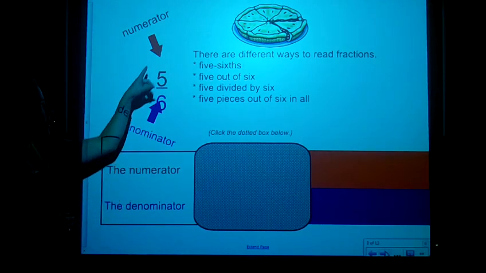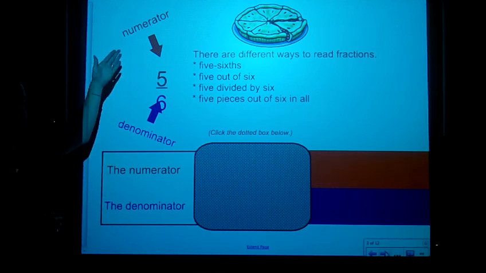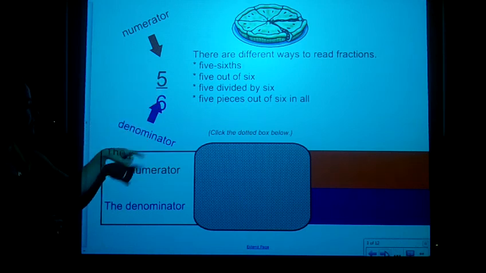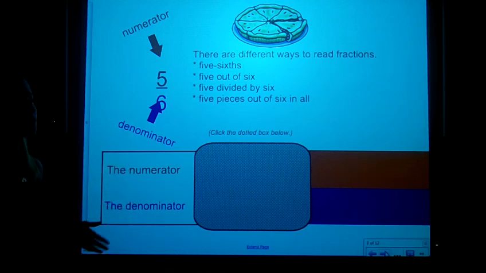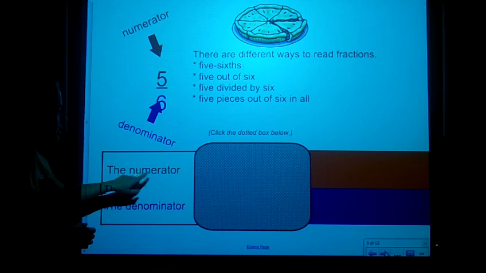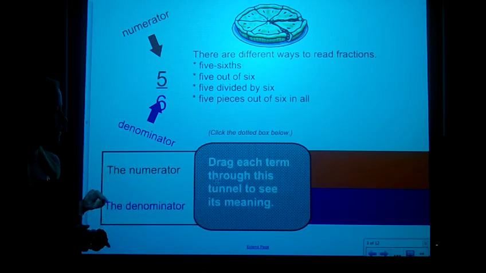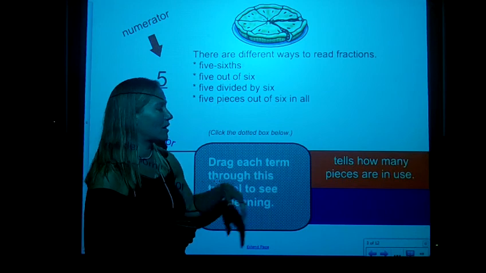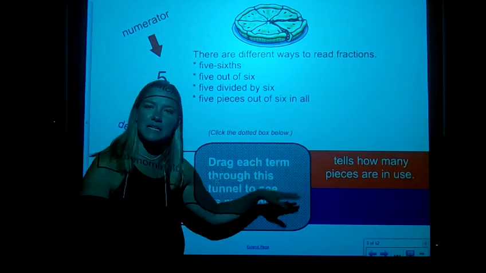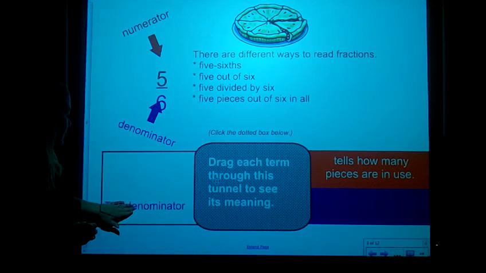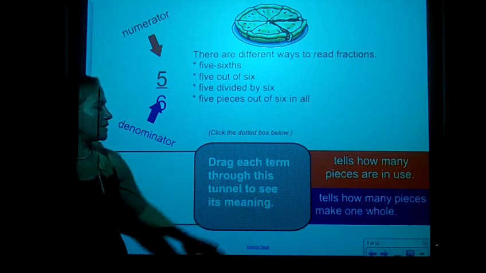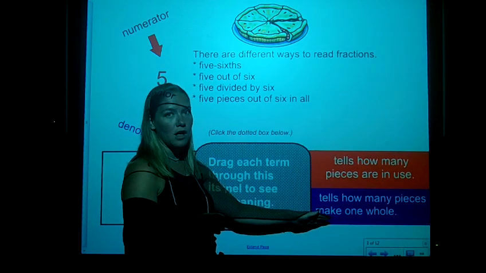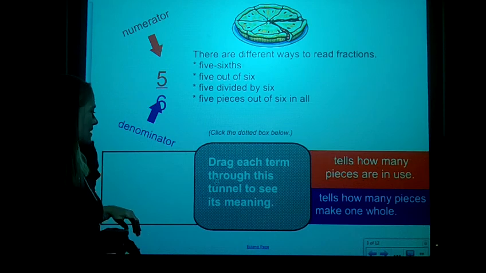Now, part of our fraction has a numerator and a denominator. All right, and we have it kind of in red here, showing it's the denominator or the numerator, and this is the denominator. Now, what I'm going to do, you can't do this at home, so I am going to do it for you. When we move this over, it says drag each term through this tunnel to see its meaning. So I'm going to drag the numerator through, and voila, we have the actual meaning of what a numerator is. A numerator tells us how many pieces are in use. The denominator then shows us how many pieces makes one whole. Okay, so it's kind of like how many pieces of the whole are being used in this fraction, or what we're looking at as a fraction.